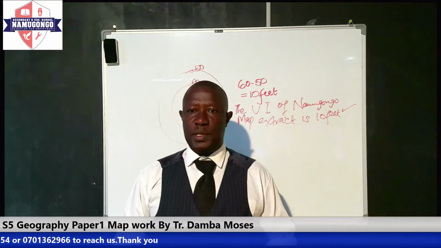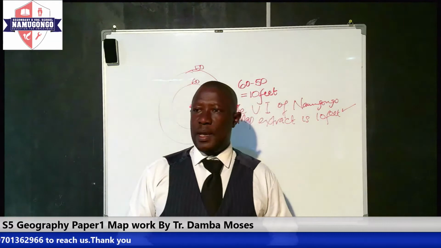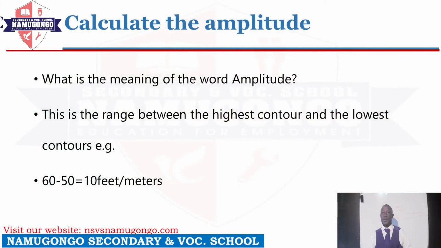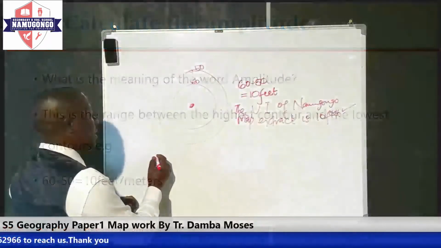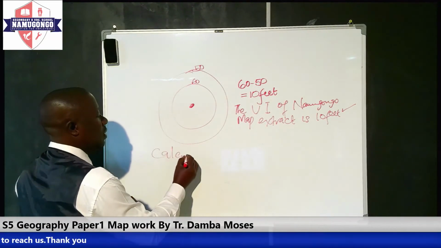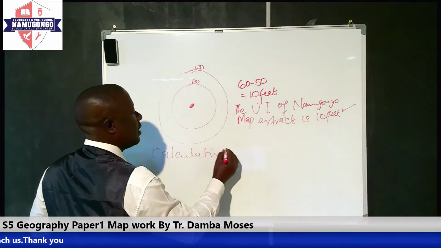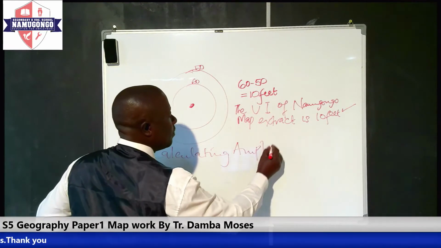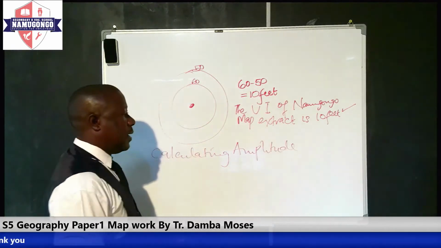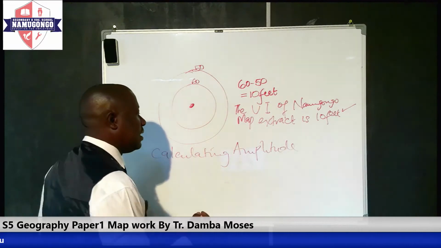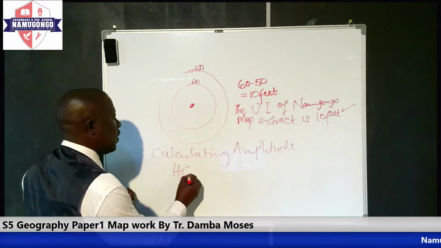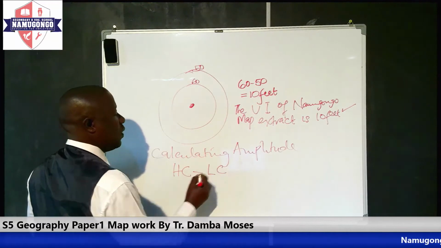calculating the amplitude. What do we mean by amplitude? Amplitude refers to the range between the highest contour and the lowest contour on a specific map extract. So, we are saying the second way of describing relief is by calculating the amplitude. Okay? And we said you get the highest contour minus the lowest contour.